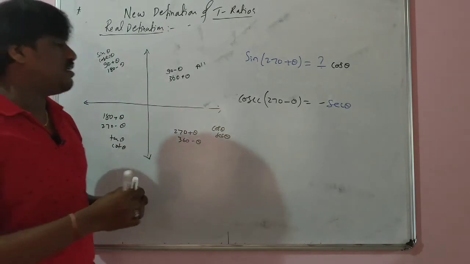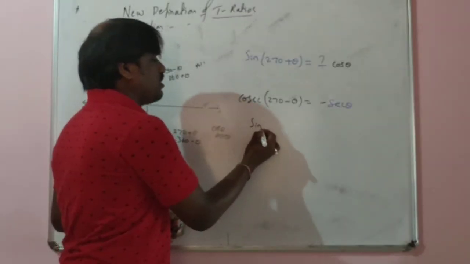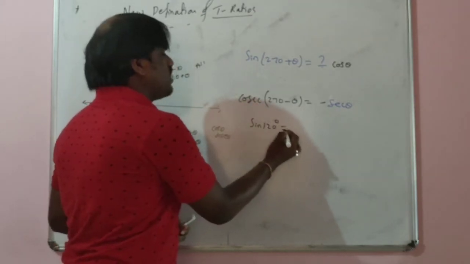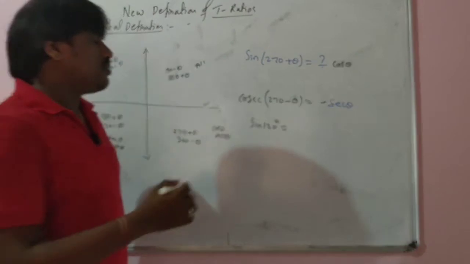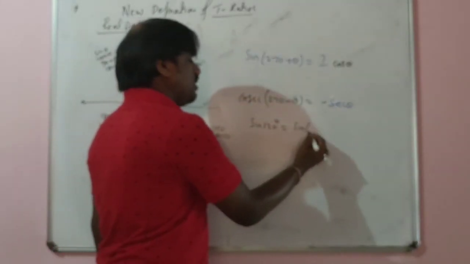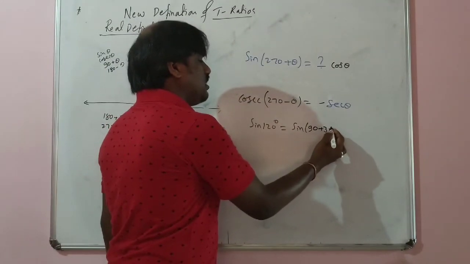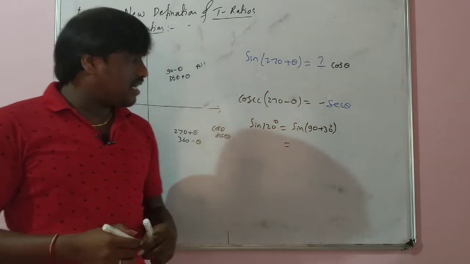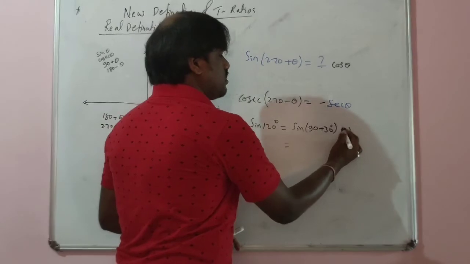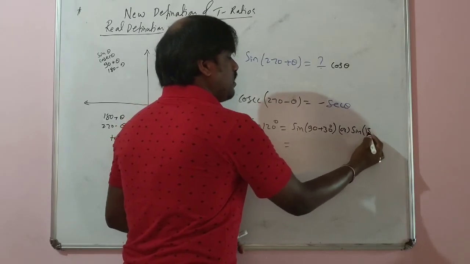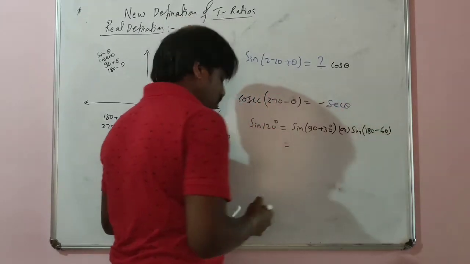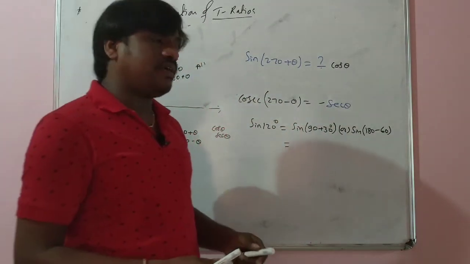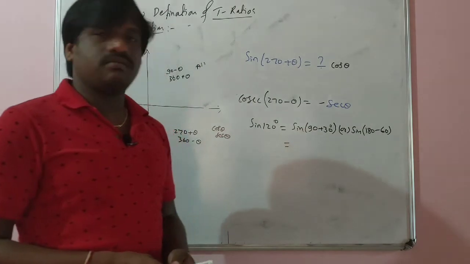Suppose I want to find the sine 120 degrees value. What is sine 120? I can write this as sine of 90 plus 30 degrees, and I can also write this as sine of 180 minus 60 degrees. You know sine of 180 minus 60 is 120 and 90 plus 30 is 120.